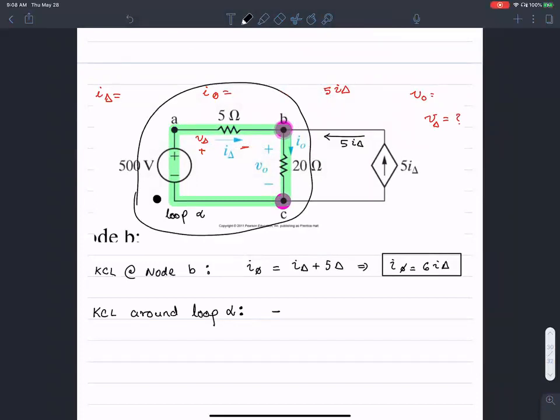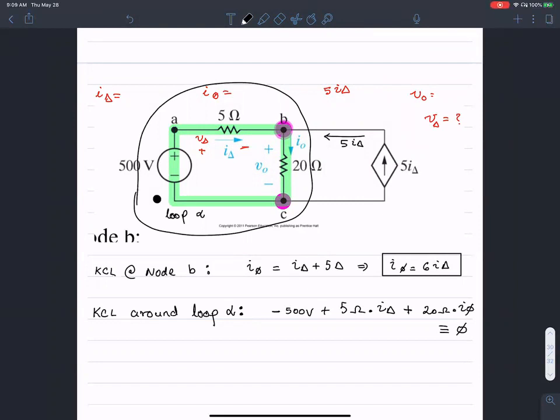The first thing I encounter is negative 500 volts, followed by positive 5 ohm times I delta plus 20 ohms times I naught. All of that should sum to 0. Negative 500 volts plus 5 ohms times I delta plus 20 ohms times I naught equals 0.